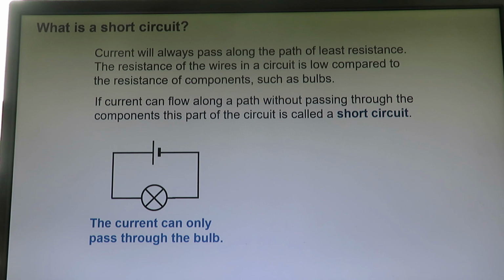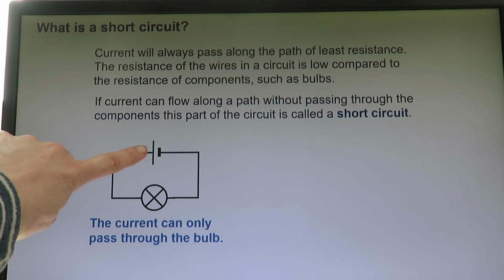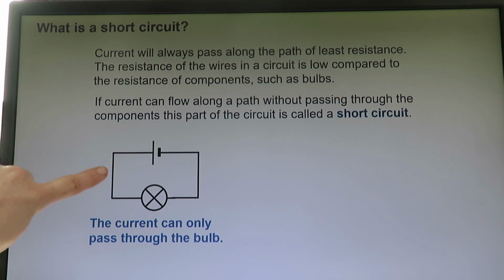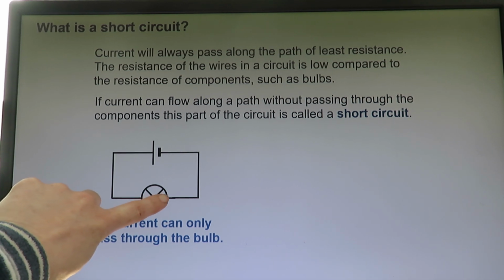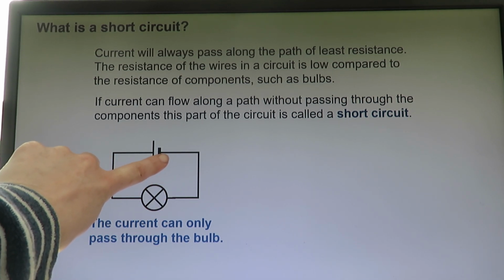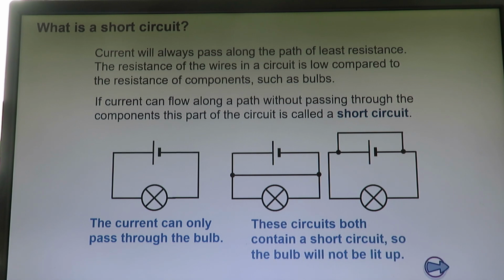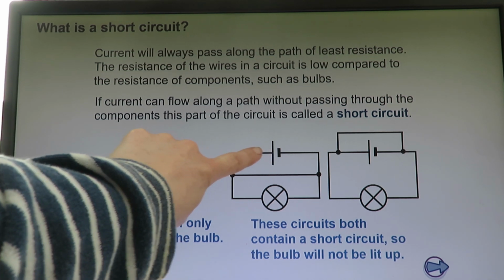Now in this first diagram, if you follow it around with your finger, okay, the electricity comes out of the battery, it follows one loop, it can only pass through the bulb, and then it goes back again. Okay, in these other circuits, it's got a choice. It can go somewhere easier, and it will do that. So in this case, it will flow around.